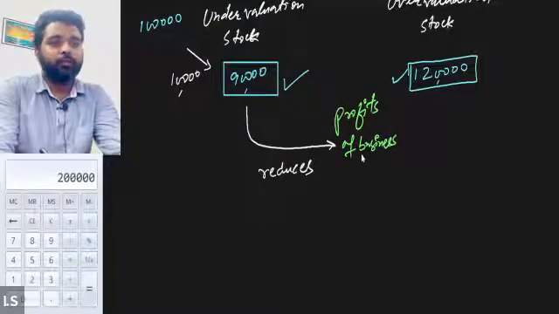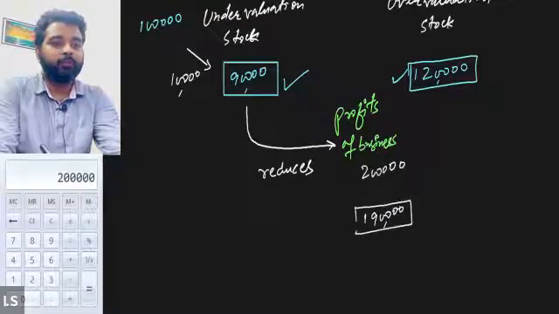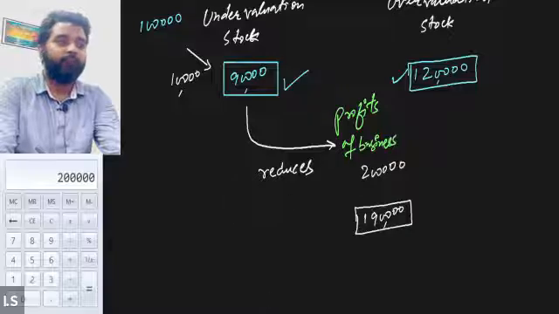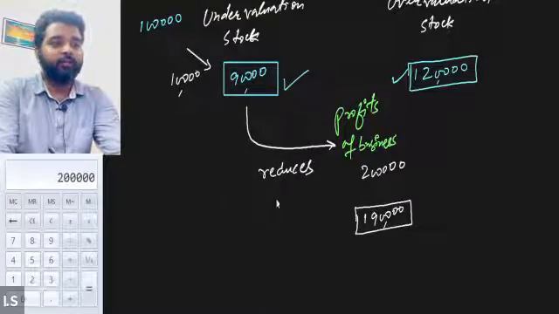So let's suppose if profit should be 2 lakh, then due to undervaluation, profit will only be 1,90,000. So undervaluation reduces the amount of profit. All right, whenever there is an undervaluation of a stock, it reduces profit.